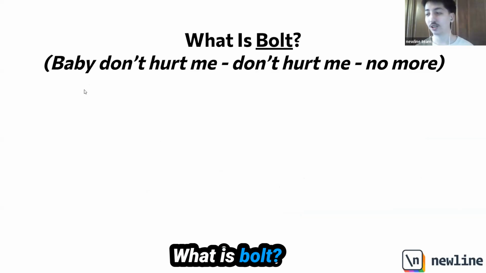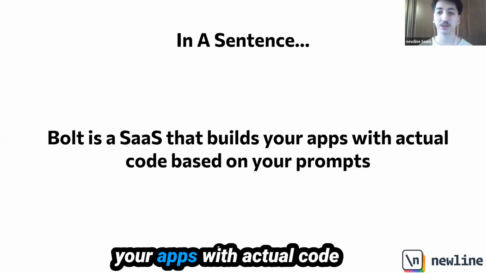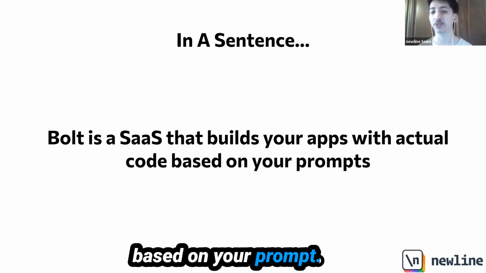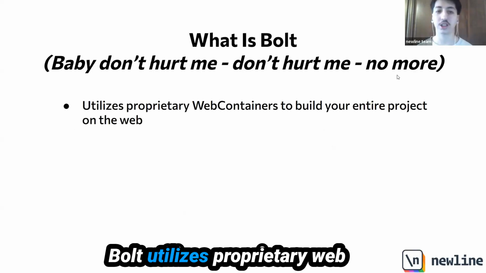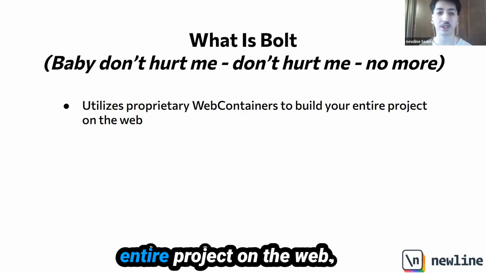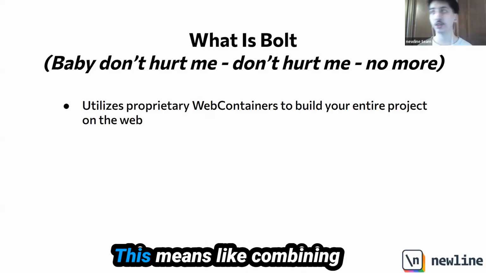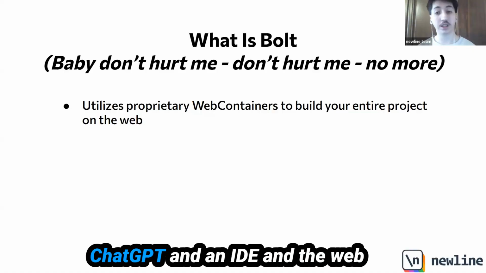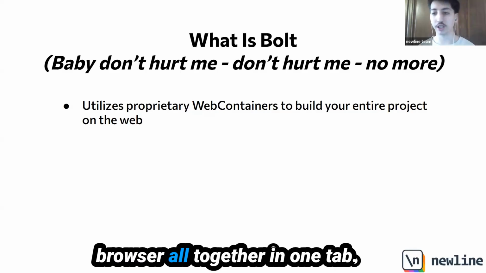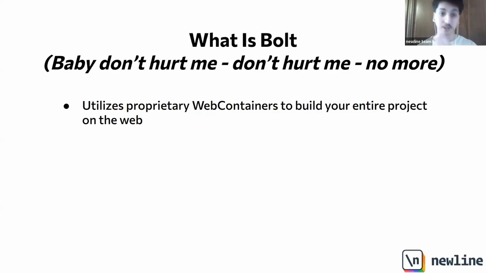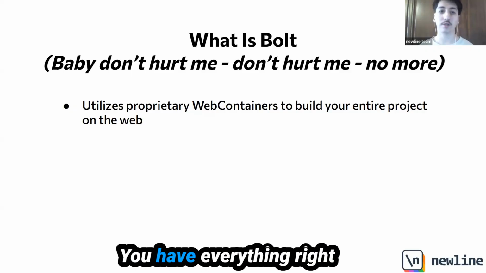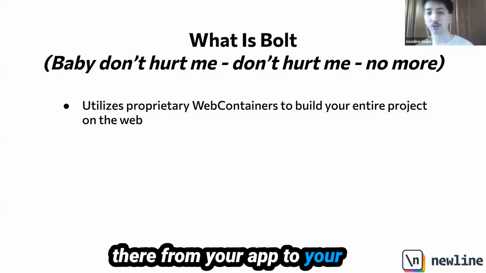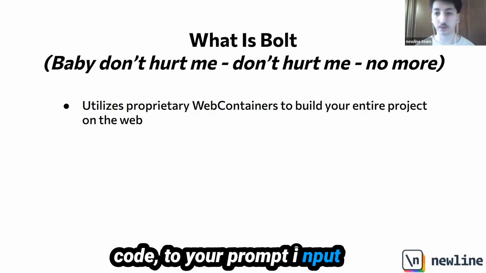What is Bolt? Bolt is a SaaS that builds your apps with actual code based on your prompts. Bolt utilizes proprietary web containers to build your entire project on the web. This means like combining ChatGPT and an IDE and a web browser all together in one tab. You don't need to install any dependencies, you don't need to download anything. You have everything right there, from your app to your code to your prompt input.